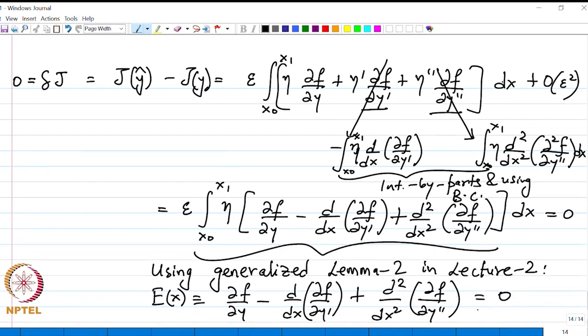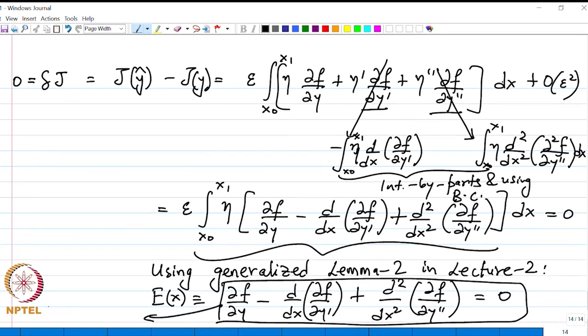This is set equal to 0. So, this is the extension of the Euler-Lagrange equation for functions containing derivatives up to second order. We call this extended Euler-Lagrange the Euler-Poisson equation. I denote it in shorthand notation as the EP equation. So, the extended Euler-Lagrange equations for functions containing higher order derivatives are also known as Euler-Poisson equations.